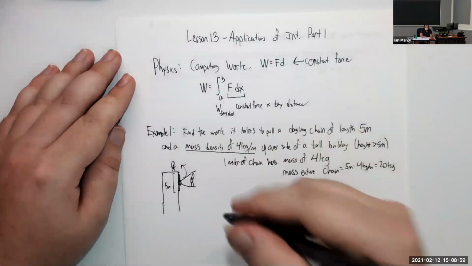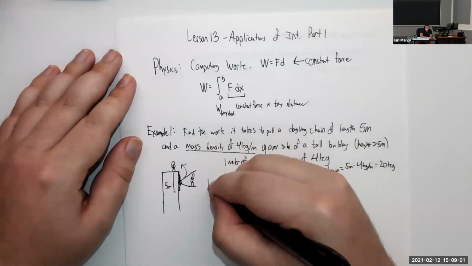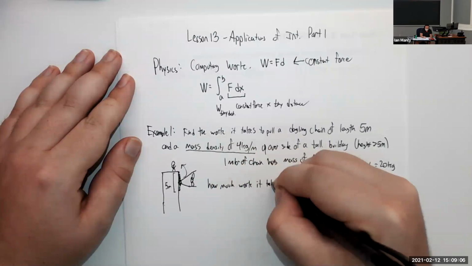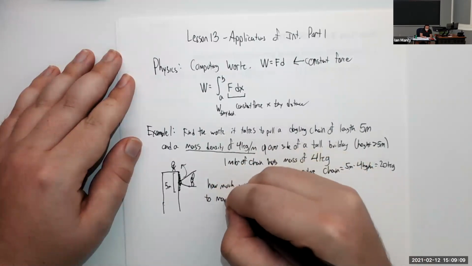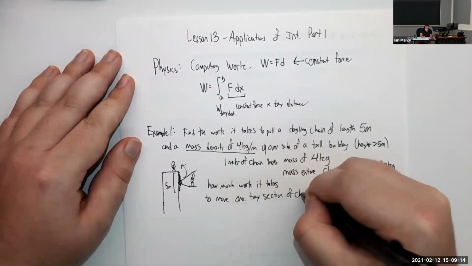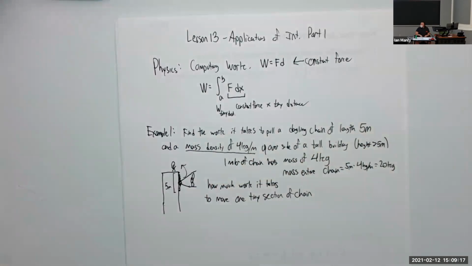Okay, so we're zooming in on that. And we want to figure out how much work it takes to move one tiny section of chain. So we're breaking this chain up into a bunch of different pieces. They're going to be very, very small pieces of chain. And we're going to figure out how much work it's going to take to move up that little chunk of chain, and then how much work it's going to take to move up a chunk of chain maybe up here. And then we're going to add all of those together and we get the whole chain. That's going to be the total amount of work.